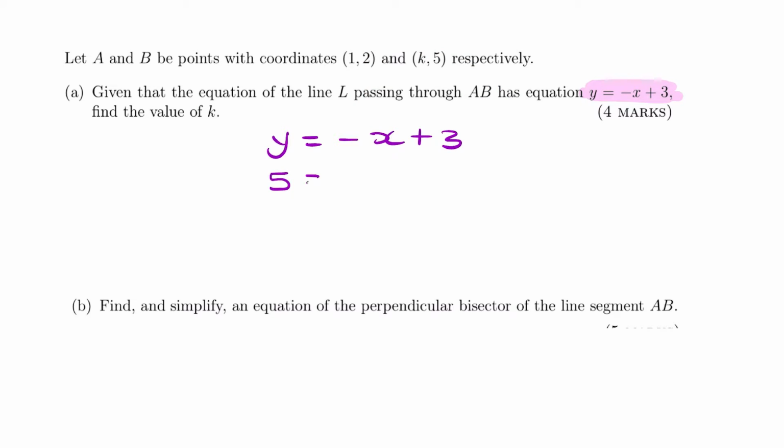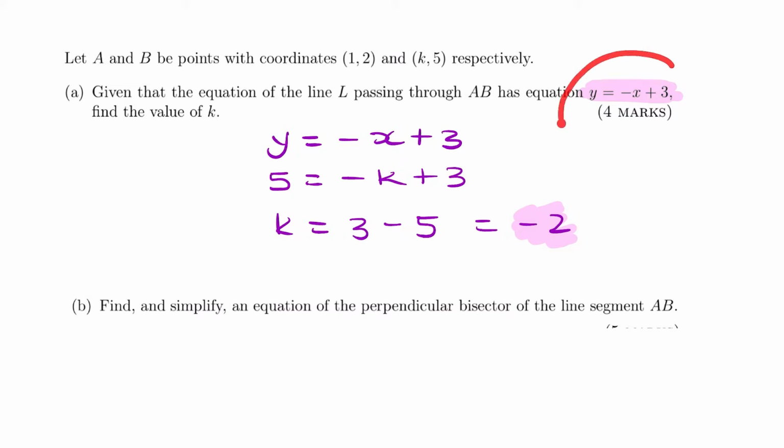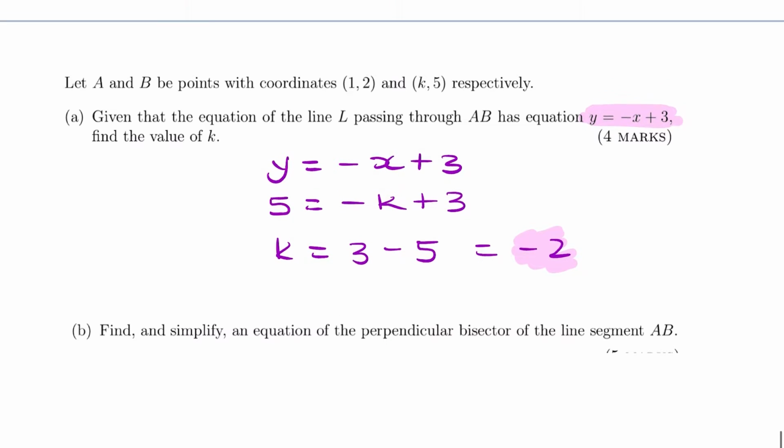Let's put 5 equals minus k plus 3. So k equals 3 minus 5 equals minus 2. So now, by using the equation of the line, we've managed to find that the point B is actually (-2, 5). Because minus 2, or negative 2, is 2, and 2 plus 3 is 5. So we know that that answer is correct.